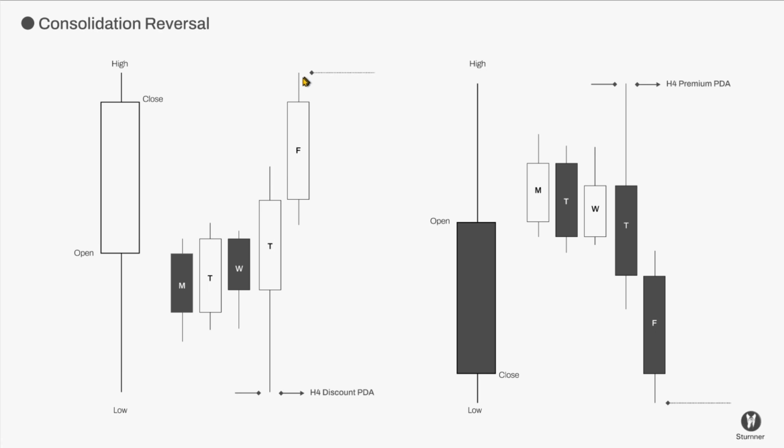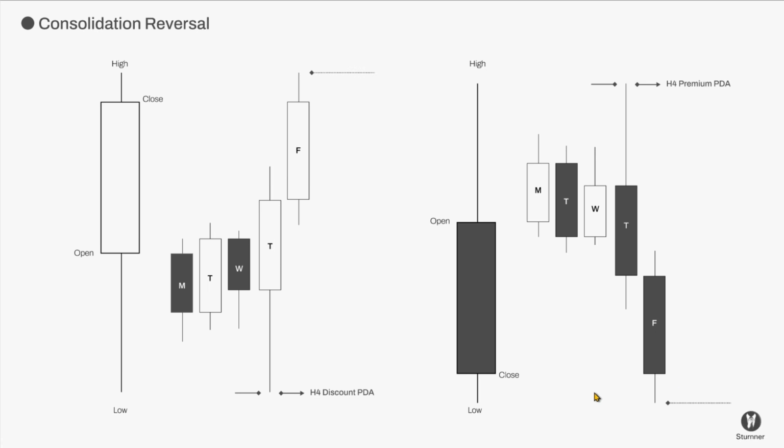The same idea applies in reverse for the bearish scenario. In a bearish consolidation reversal profile, Monday through Wednesday forms consolidation before Thursday breaks above the range, sweeps liquidity and closes back below the highs. This manipulation then sets up Friday for bearish continuation as price expands lower into the higher time frame liquidity objective.